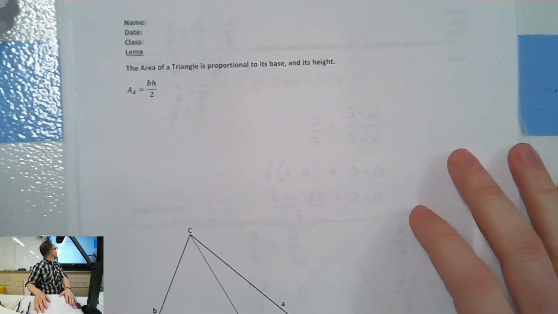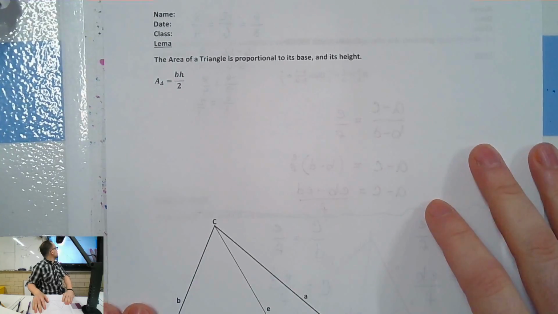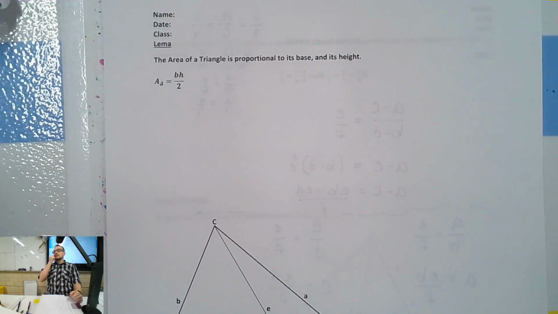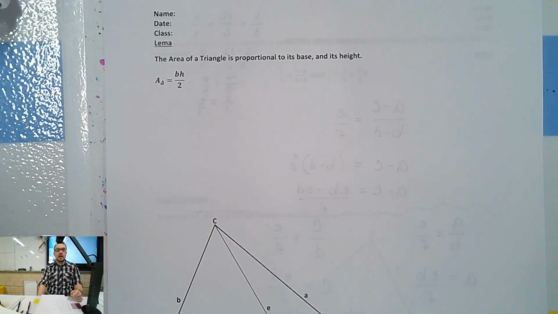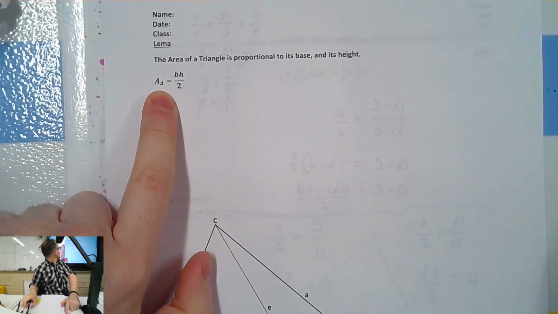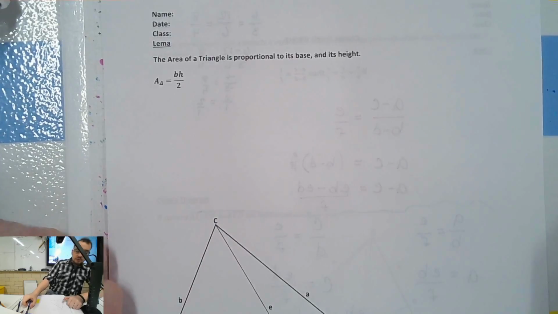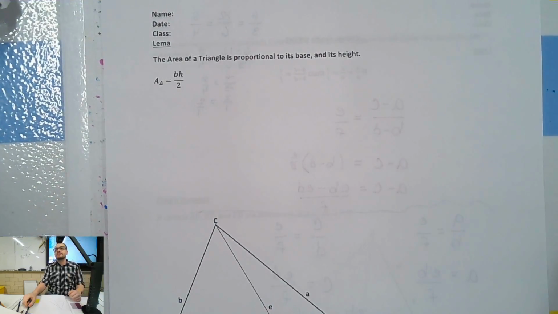All right. The area of a triangle is proportional to its base and its height. Okay? Proportionality, right? Division. Means how they're related. So the area of a triangle equals base times height divided by 2. Do you agree? Cool with that? Okay. So check it out.